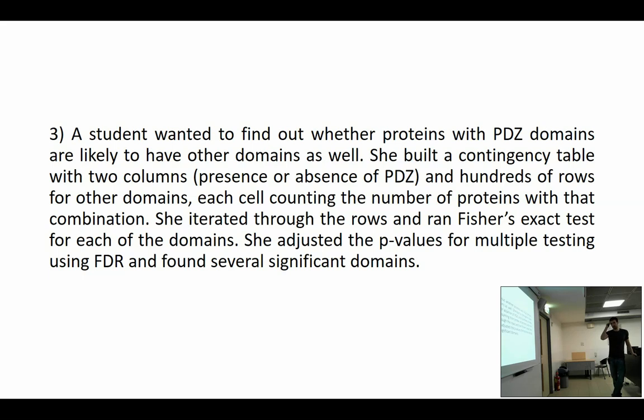Okay, a third one. Here we have a student who wanted to find out whether proteins with PDZ domains are likely to have other domains as well. So she built a contingency table with 2 columns, presence or absence of PDZ, and hundreds of rows for other domains, each cell counting the number of proteins with that combination. She iterated through the rows and ran Fisher's exact test for each of the domains. She adjusted the p-values for multiple testing correction using FDR and found several significant domains. What do you think?